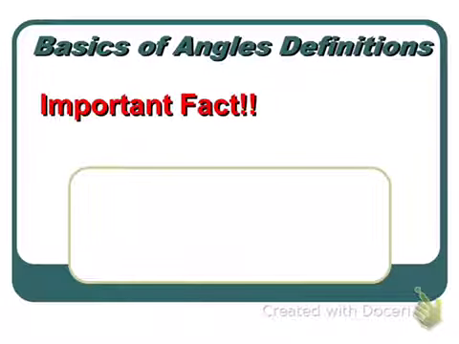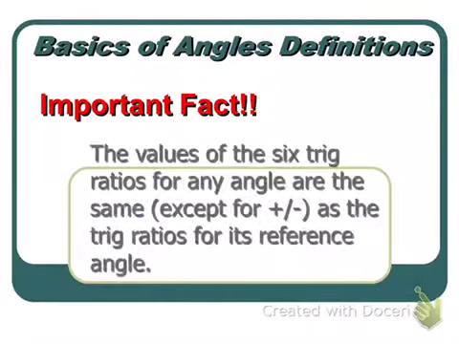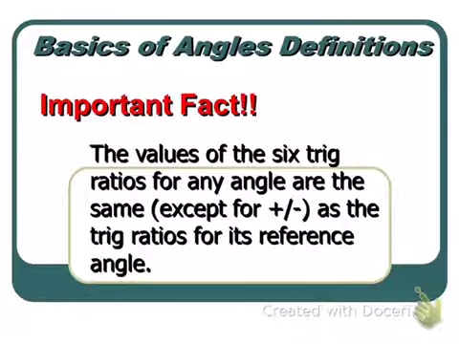There is a relationship between the angle and its reference angle, and that relationship is this. The values of the six trig ratios, sine, cosine, tangent, cosecant, secant, and cotangent, of any angle are the same, except maybe for the sign, positive or negative, as the trig ratios for its reference angle. And we just said that the reference angle is almost always going to be one of those special angles: 30, 45, 60, or 90. Those are the reference angles we're going to be working with.